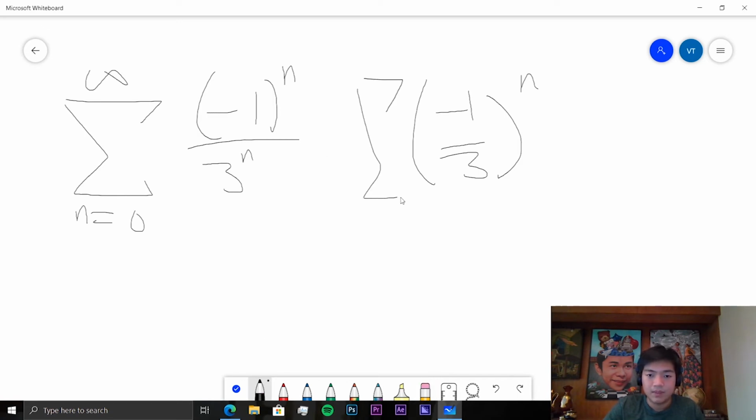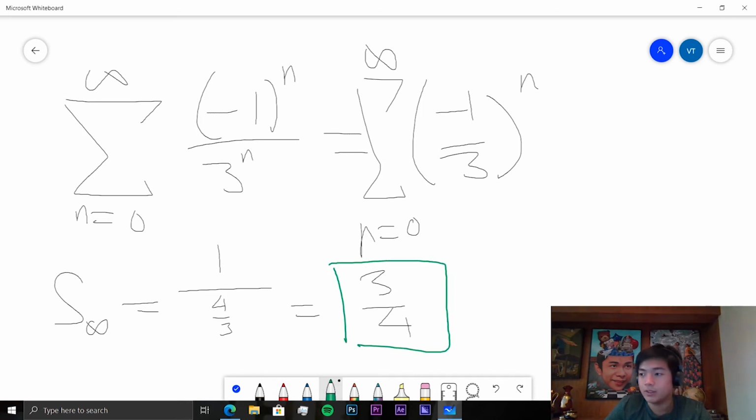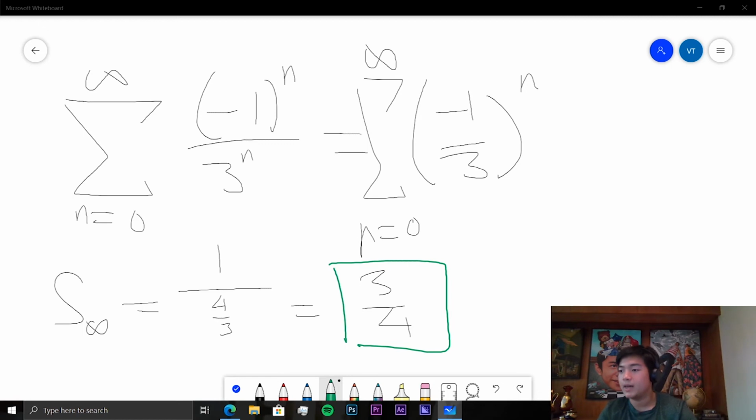So this looks like, from n is 0 to infinity, we need to find the sum of negative 1 over 3 to the n. And so, if we remember, this is a geometric sequence with first term 1 and common ratio negative 1/3. So we can plug this into the sum, which is equal to the first term, 1, divided by 1 minus the common ratio, in this case 4/3. So this sum should be equal to 3/4, and so yes, it should converge, and it should converge to the value of 3/4. Yeah, that's correct.